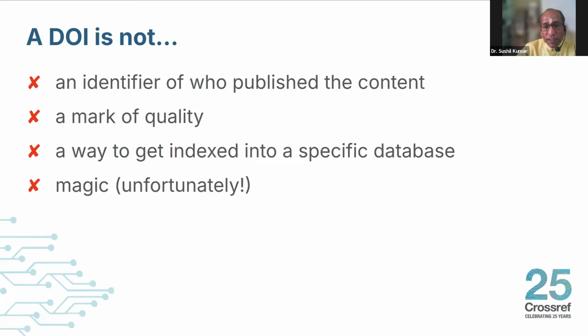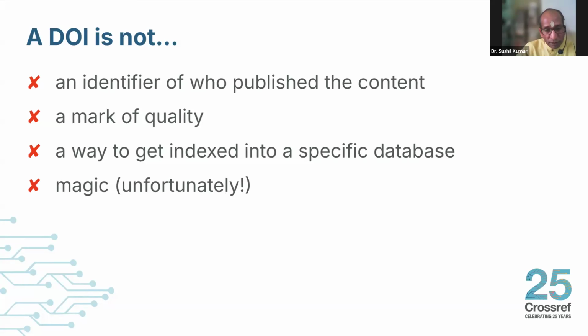Second, a mark of quality. Often people assume that having a DOI says something about the quality of the article or the publisher. However, this is not the case. We do not assess the quality of any content, and a DOI is simply a persistent link to the location of a content item online. Right. Similarly, it is not a way to get indexed into a specific database. Many times you might have seen people mention that it is indexed into this one and that one. This is a misconception in the scholarly community, and we are making it very clear that this is not part of it.